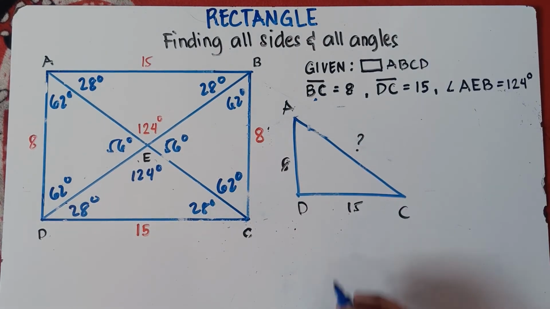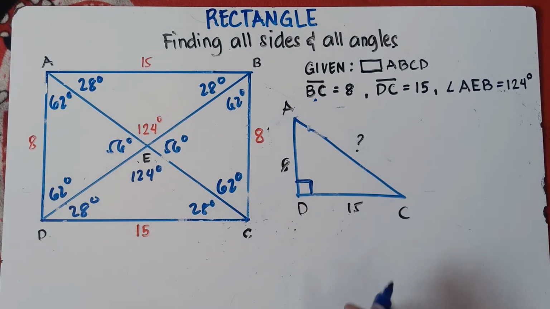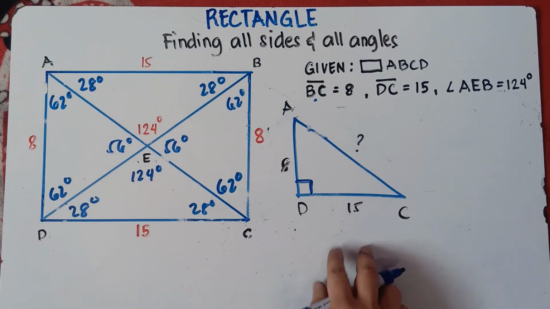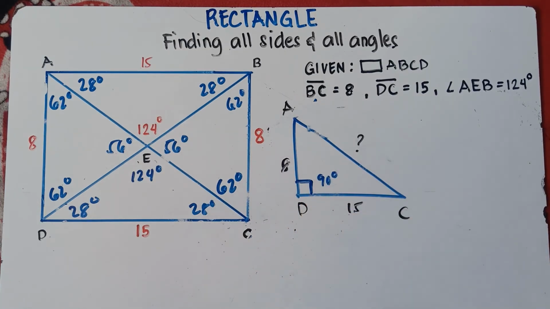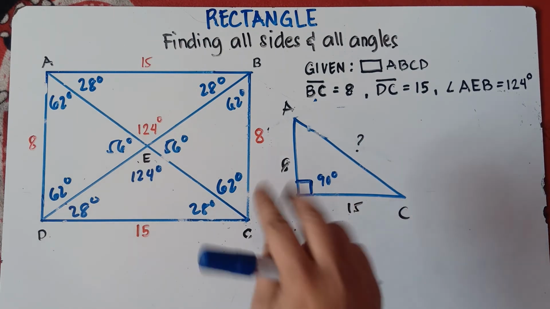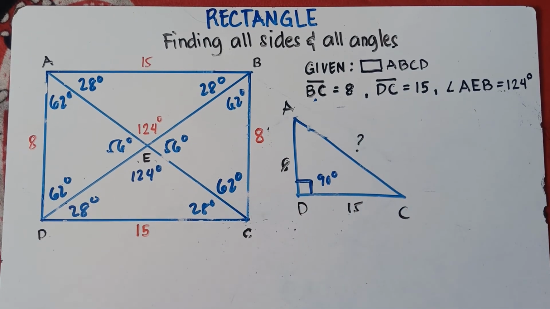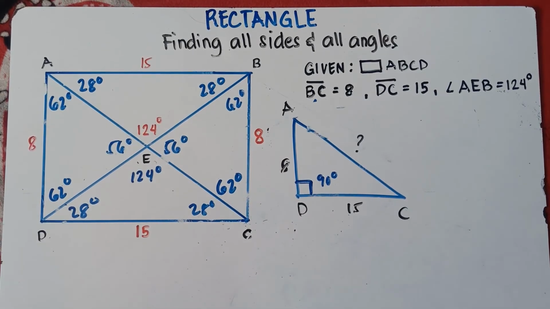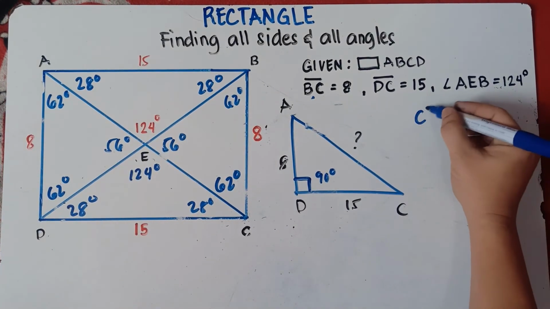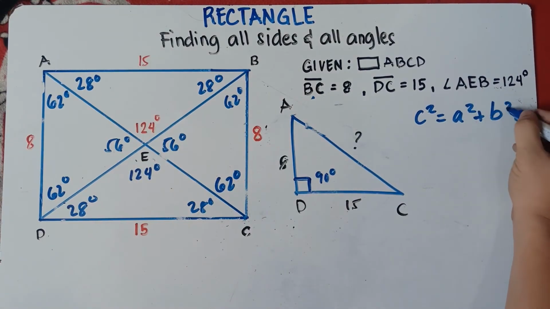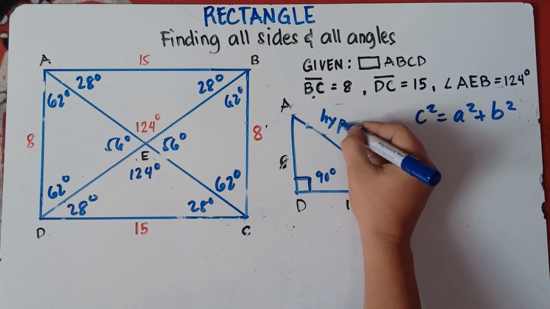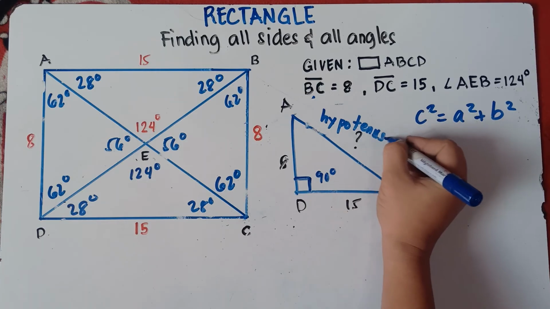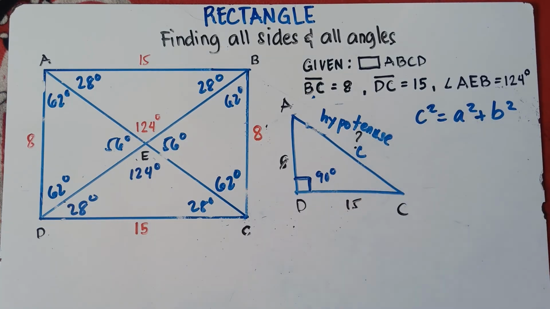So once again, sir, when do we know that a triangle is a right triangle? If one angle measures exactly 90 degrees, that triangle is what we call a right triangle. Okay? So if there's a right triangle, you can always use the Pythagorean theorem to find the side. So the formula would be C squared equals A squared plus B squared. C is always the hypotenuse, the longest side. So this is always C. Okay? So we're looking for C. So we're looking for the diagonal.